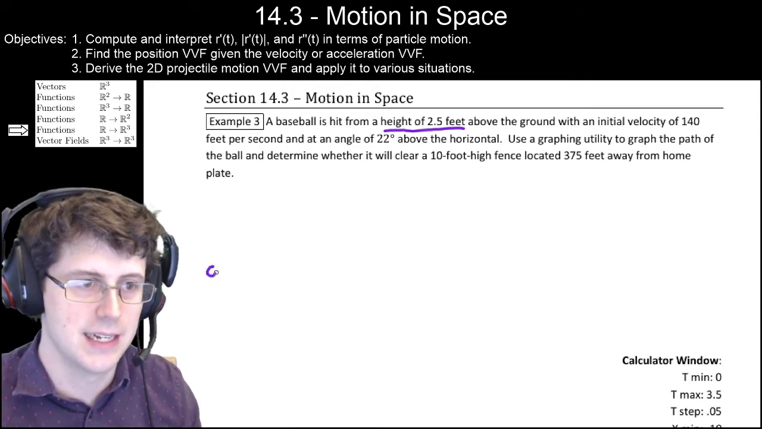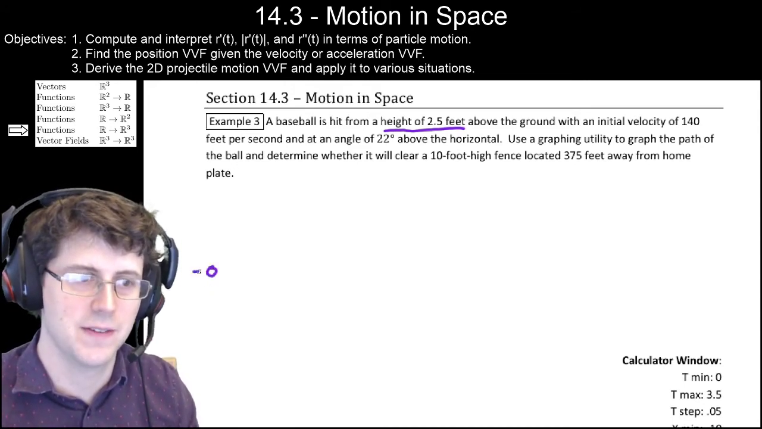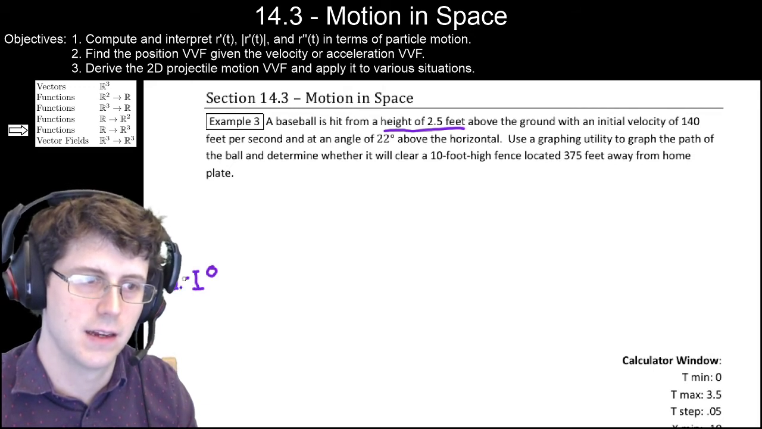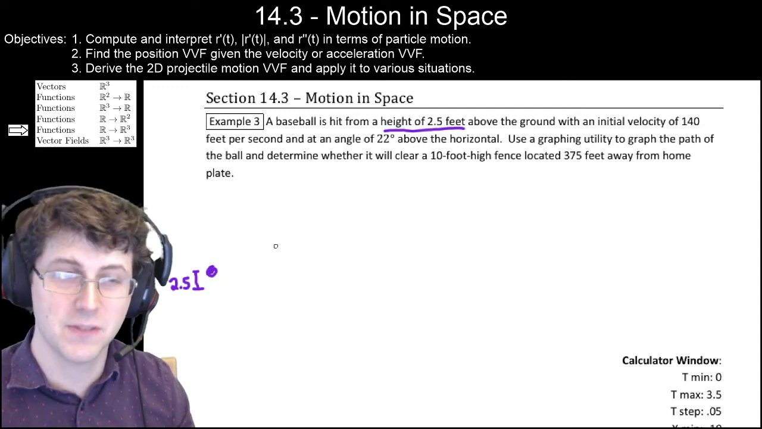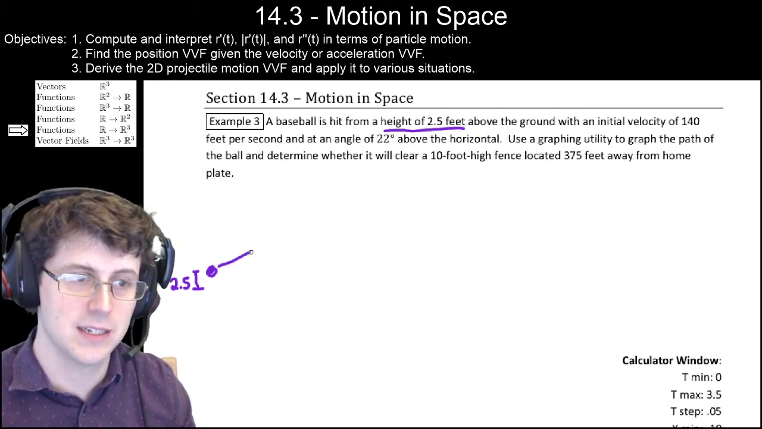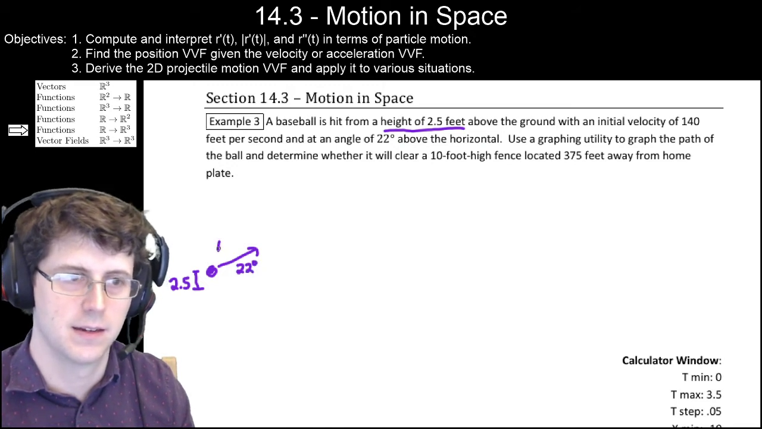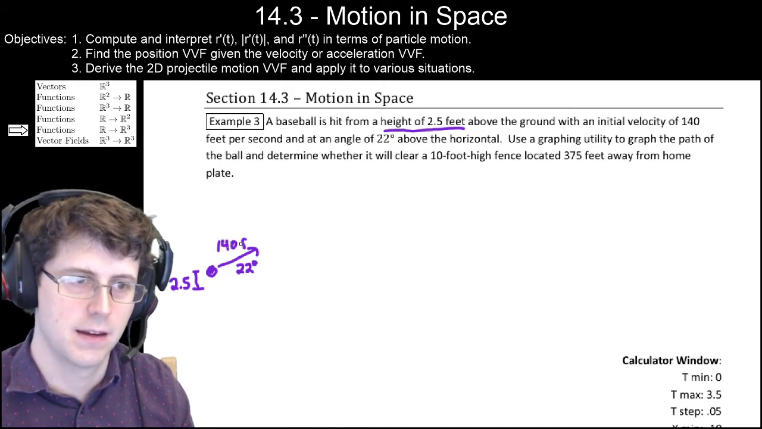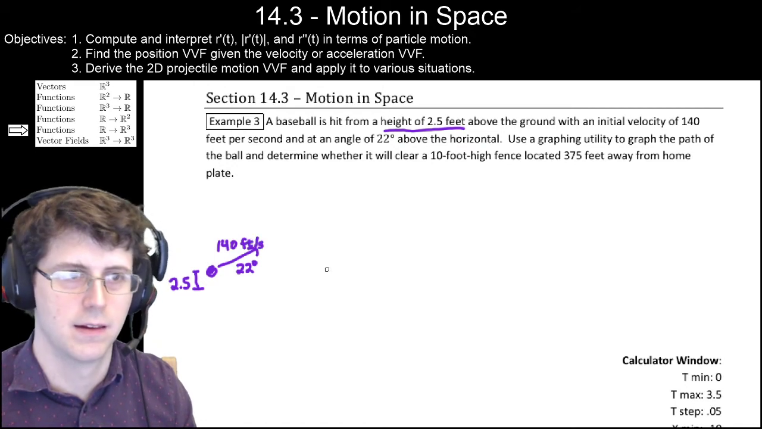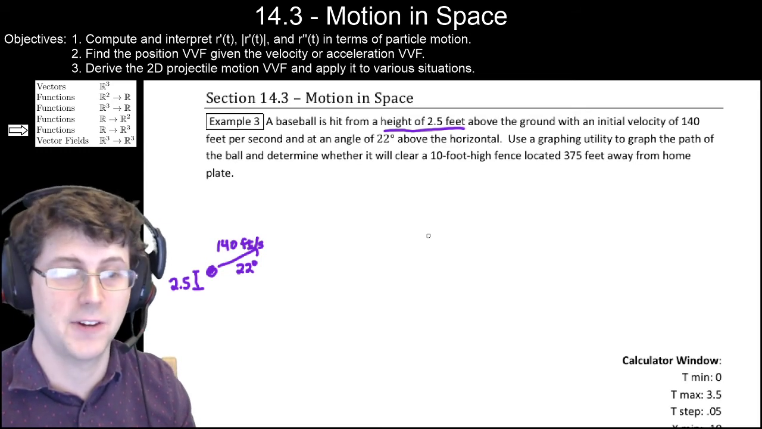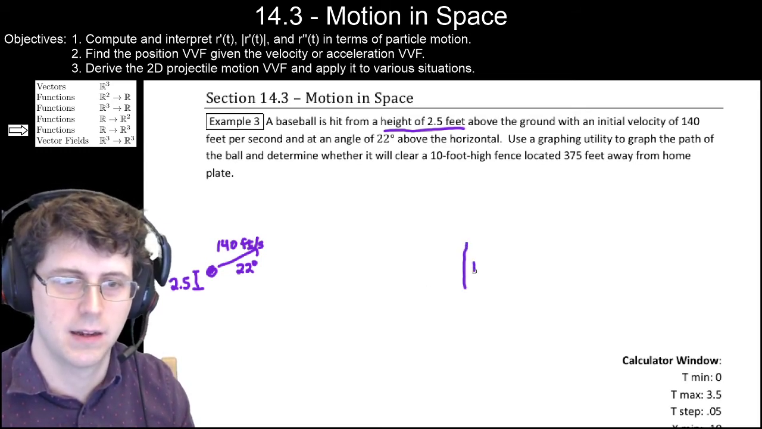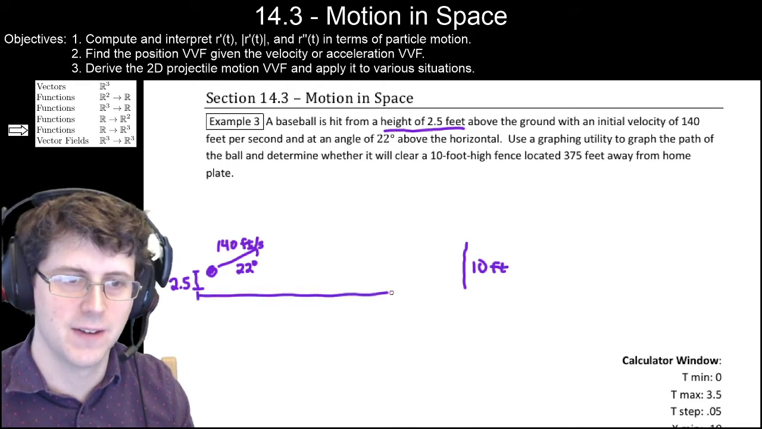So there's a baseball. It's from a height of 2.5 feet. It has an initial velocity of 140 feet per second at an angle of 22 degrees above the horizontal. Use a graphing utility to graph the path of the ball and determine whether it will clear a 10-foot high fence 375 feet away.